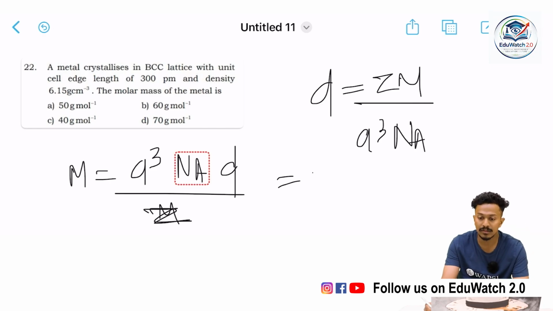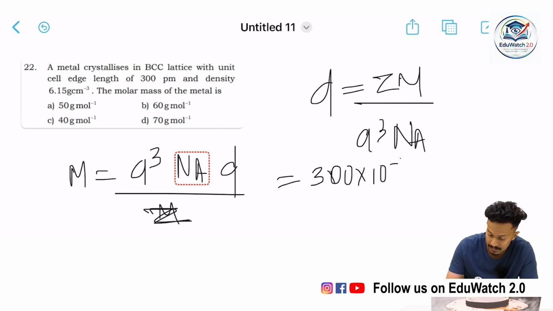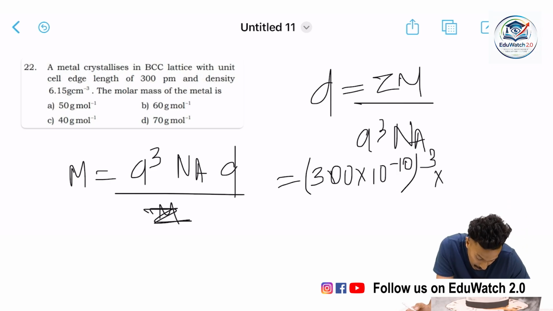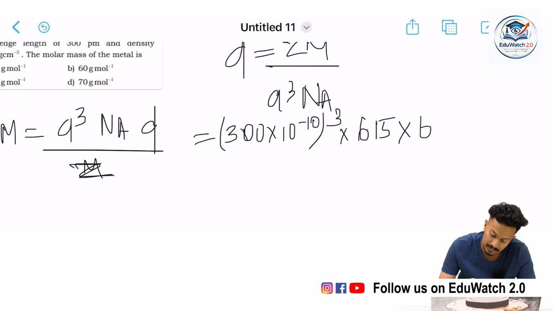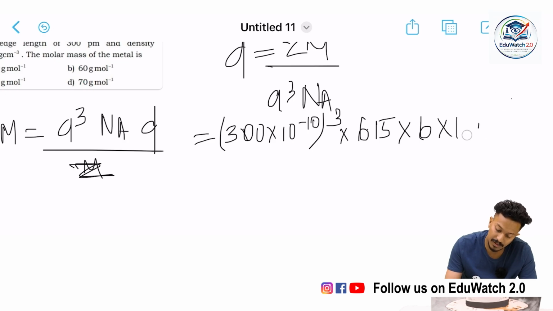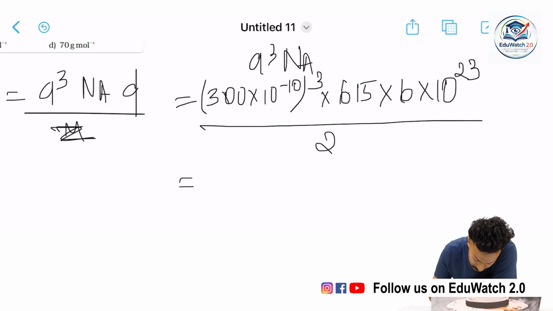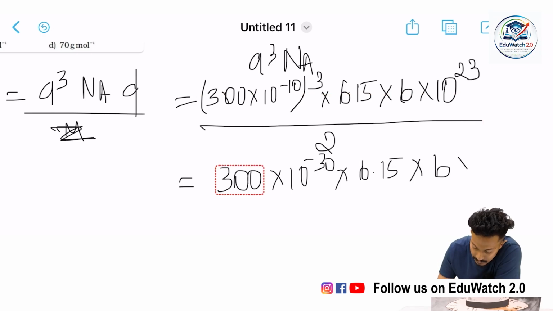So we could write a cube, which is 300 picometer. Upon converting into meter, we write 300 into 10 raised to minus 10, whole cube, into the density 6.15, am I right? Yes, 6.15 into 6 into 10 raised to 23, by 2. Okay, we have to find this one. So 300 into 10 raised to minus 30 into 6.15 into 6 into 10 raised to 23.